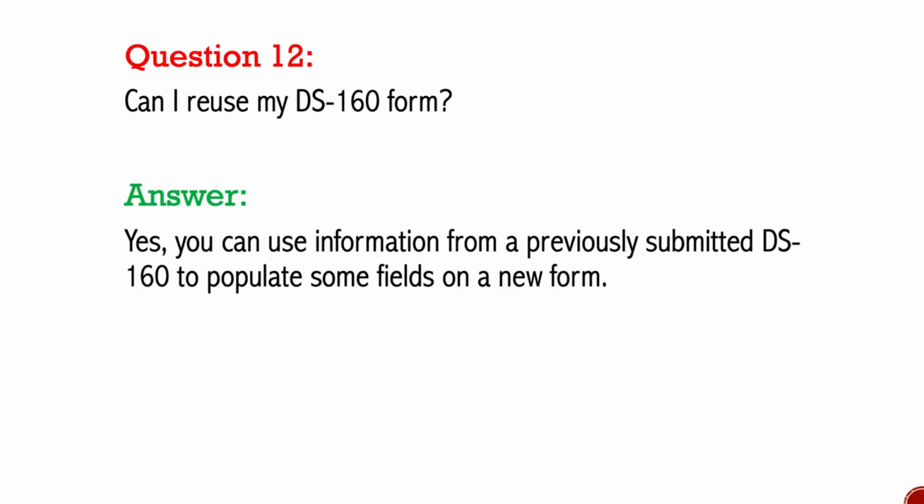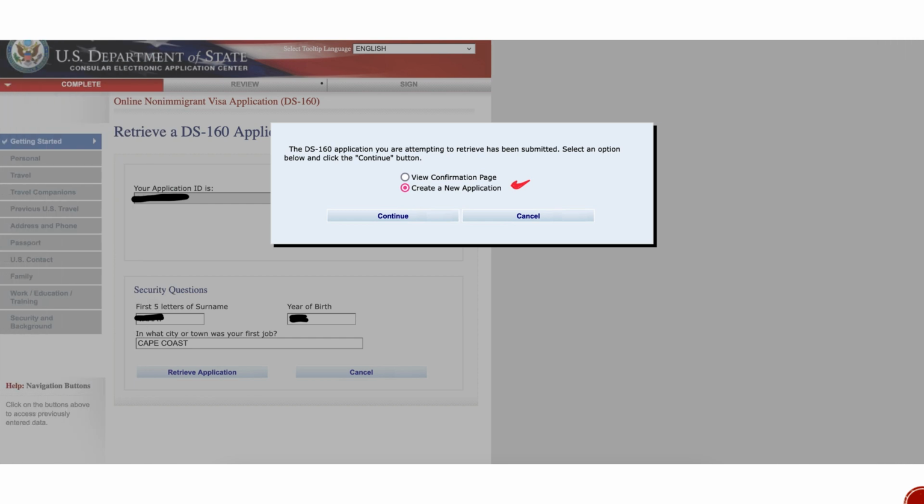Question 12. Can I reuse my DS-160 form? Yes, you can use the information from a previously submitted DS-160 form to populate some of the fields on a new form. So let's say you created a DS-160 form and submitted it. If your visa application was approved, then you need to renew your visa in future. Or if you were denied, then you need to fill out a new application.